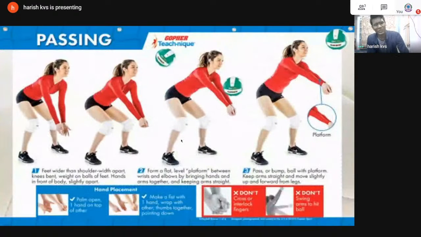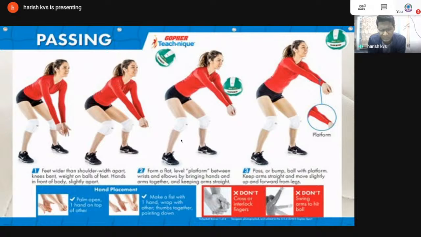So passing. In this picture, you can see that the player is about to do a volley, which is an actual terminology of volleyball. One can volley the ball with both hands placed together, held very close to each other. You will be arranging a platform with your hands where the ball makes contact, so that the ball is passed properly.